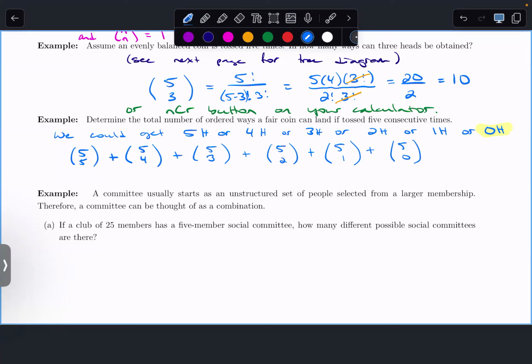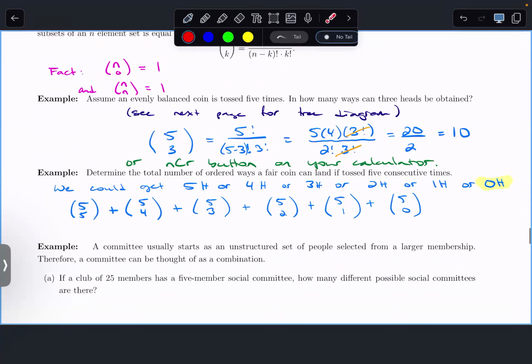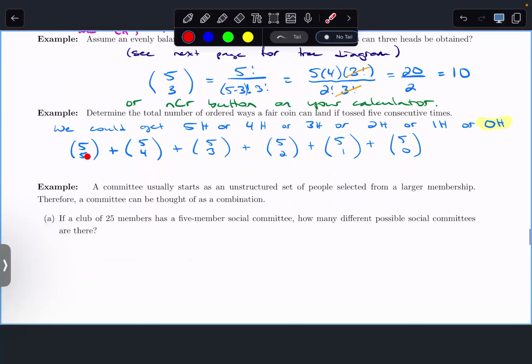Some of these we already know, right? Because we said any n choose 0, there's only one way to do that. And also there's n choose n, there's only one way to do that. And so 5 choose 5 has to be 1, and 5 choose 0 has to be 1. You can confirm it on your calculator, which is what I would do probably. But we know that this must be 1, and this must be 1. You can use the formula, but I'm just going to use the calculator.